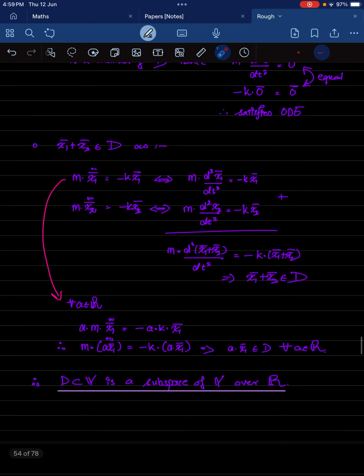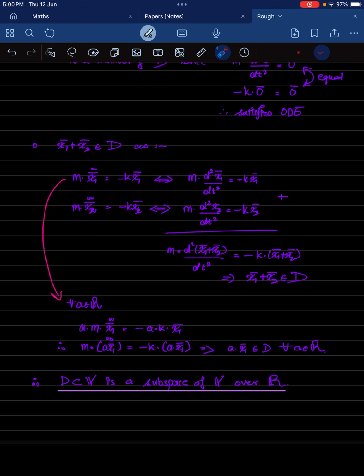Now let's look at the addition. Does addition of two solutions belong to the set D as well? So basically, is addition of two solutions also a solution? Turns out it is. So just substitute x1 in the differential equation. So that is m times d square x1 over dt squared equals minus kx1. That is there. And similarly for x2 as well. It also satisfies the differential equation. Now you have these two equations over here. Add them both together. And so you will get m times these two differentials.